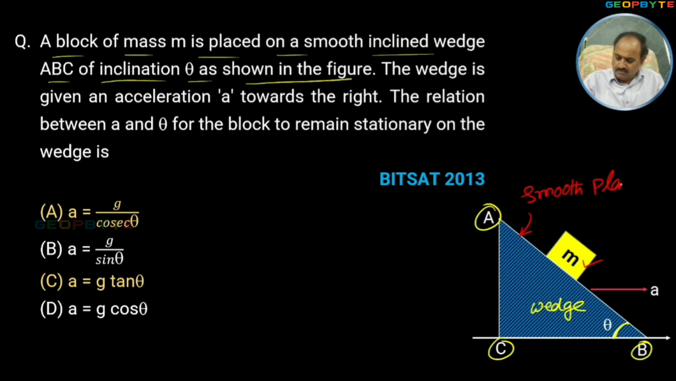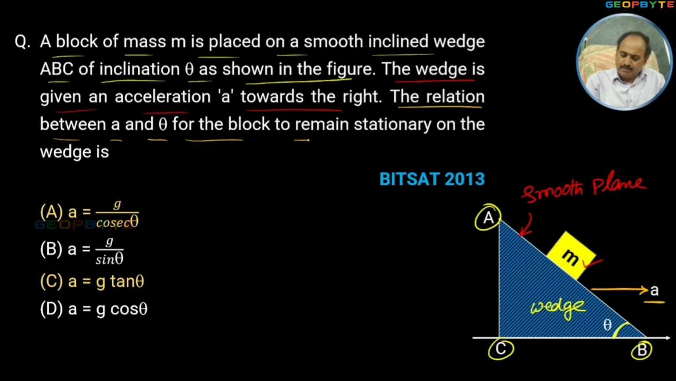Smooth plane means no friction. The wedge is given an acceleration a towards the right. Look at the acceleration which is given to the wedge towards the right. What is the relation between the acceleration a and theta, the angle of the plane of the wedge, for the block to remain stationary on the wedge? That's what he's asking.